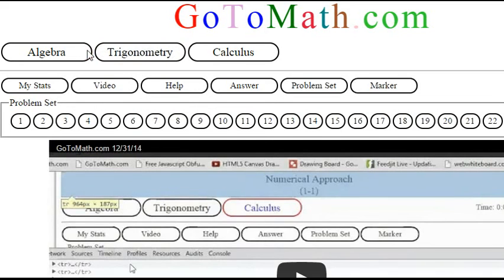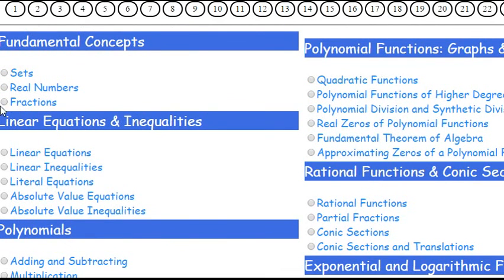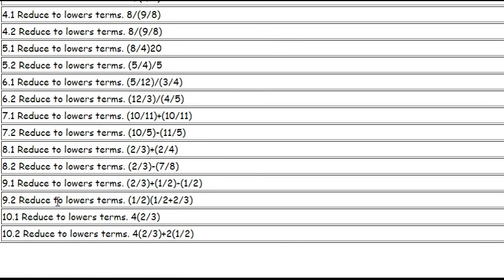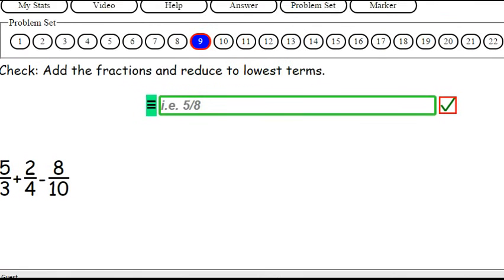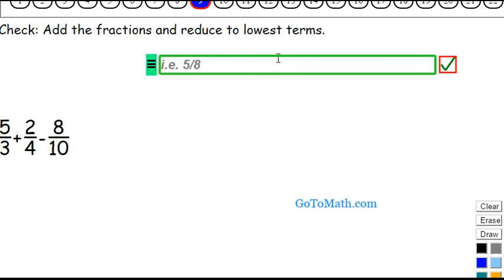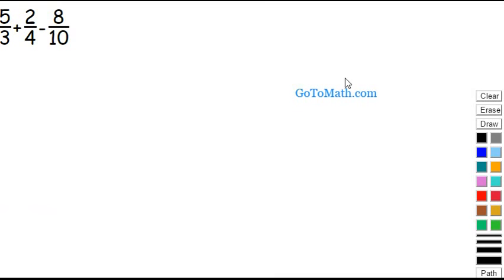Okay, so we're here at gotomath.com, trying to do something. We are doing fractions, actually. And let's go down to, where are we, 9.1? I think maybe. We are at 9.1. Let's click on the marker board. Add the fractions, reduce to lowest terms. Well, we're adding these two and subtracting this one, but you get the idea, right? Anyway, we got this nice nasty thing here.